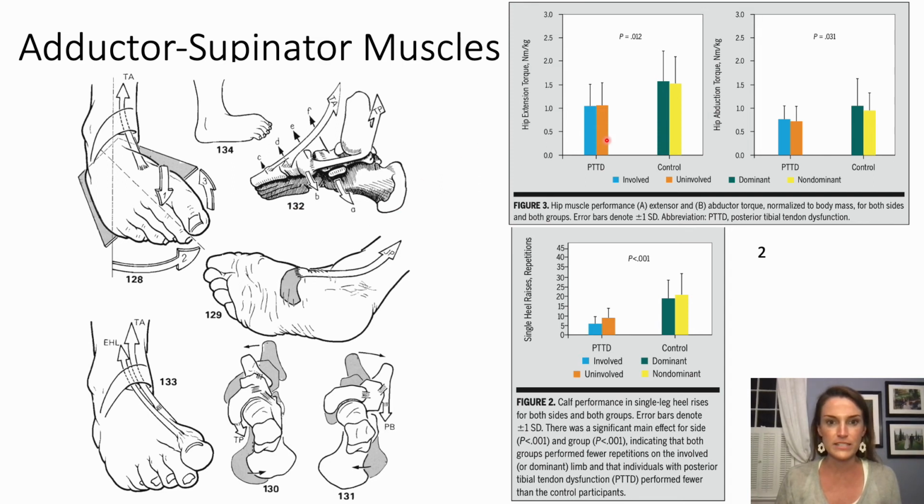And then I included this study. It's looking at 34 women, half of whom have posterior tib tendon dysfunction, and how these different muscles are turning on for them. So this is a single heel raise. This side is the patients with the posterior tib tendon dysfunction and then the control. They were not able to do the single heel raise as well, that fits, but I just wanted to also point out that they also had more weakness in hip extension and hip abduction.